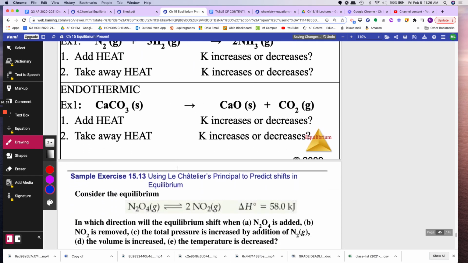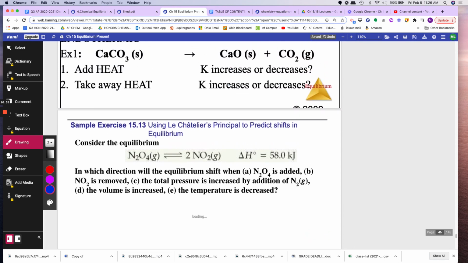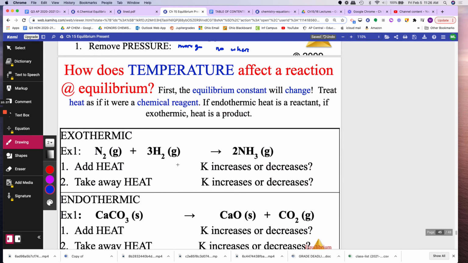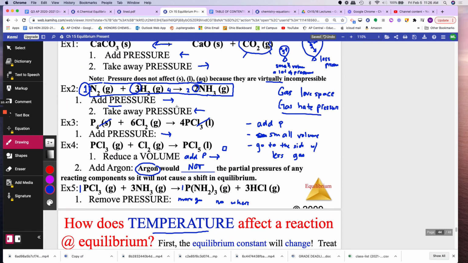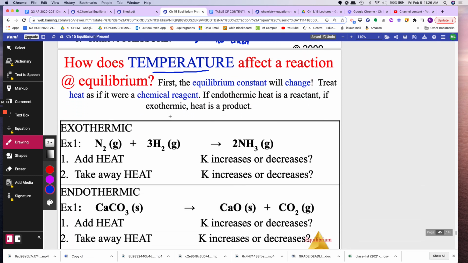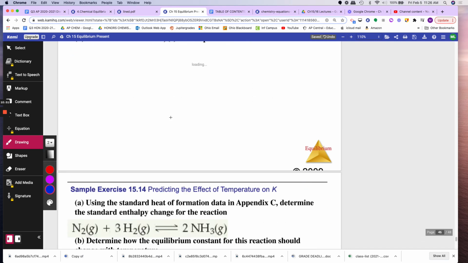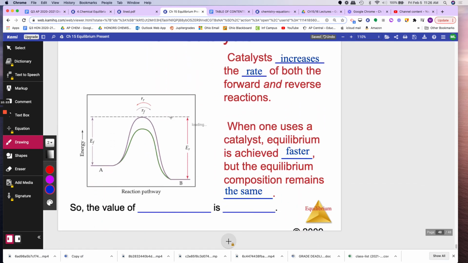Okay. Next, how does temperature affect a reaction at equilibrium? I believe I will use the next video for temperature. For the next video, we'll do temperature and practice problems and catalysis as well.